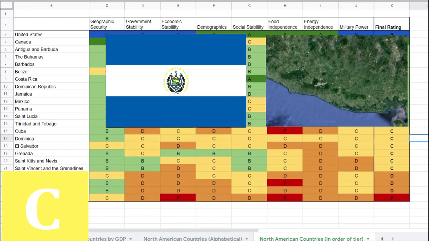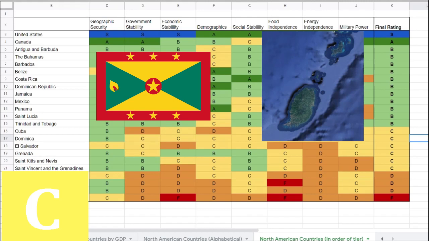When we get to D tier, which is every one of the D tier nations is actually a Central American nation, we'll see what I mean by saying that a C tier is actually kind of good for a Central American nation. It is a pretty average nation when it comes to it. If it fixes its economy, it could maybe bump itself up to B tier, but right now it's a C tier nation. Grenada. Geographic security is B.